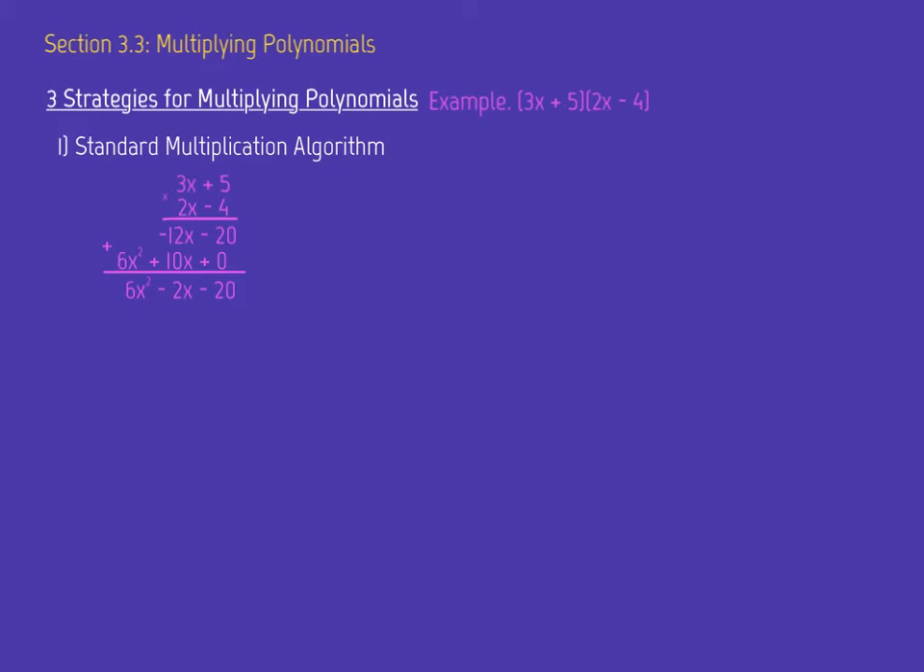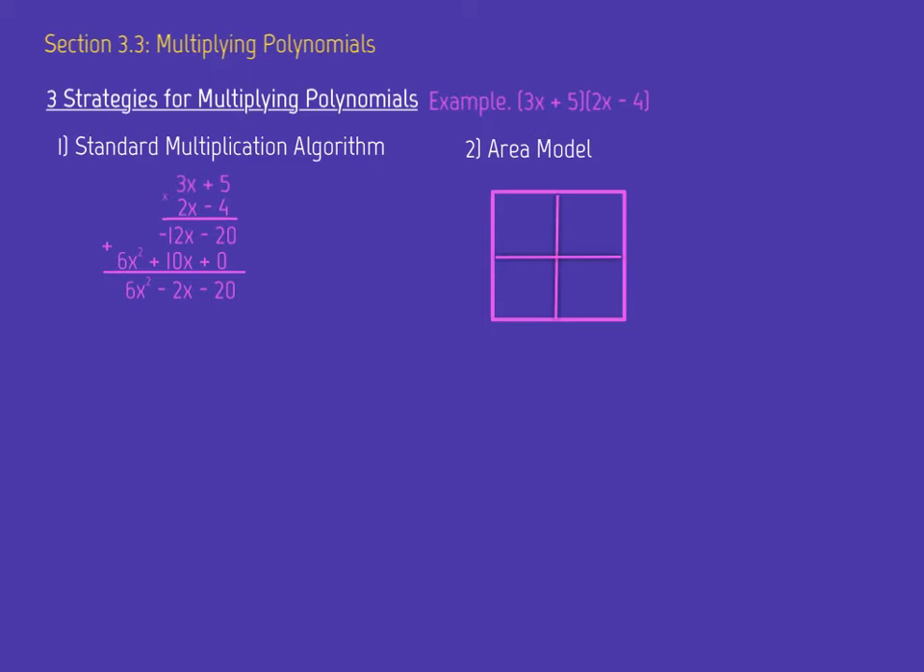Let's go ahead and look at another strategy for multiplying polynomials. I'm going to give you a lot of different tools that you can choose from, because while some may work best for you this week, others may work best for you next week. And what works for you may not work the best for your peer. Our second strategy is going to be using an area model.